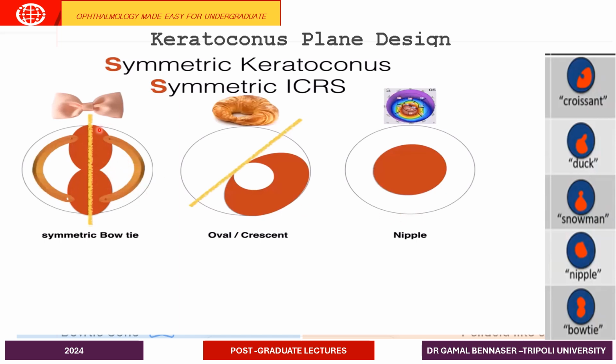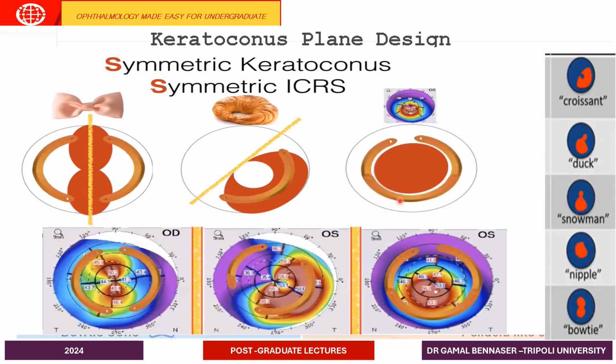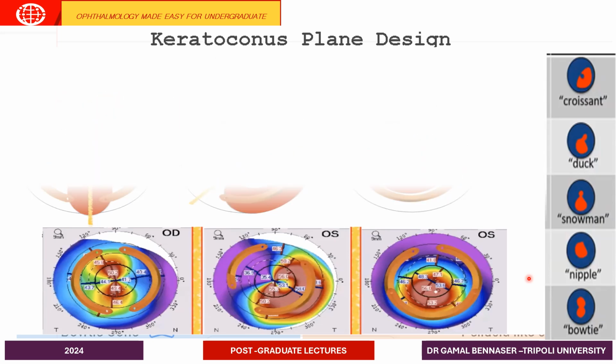For this one, because we are targeting the astigmatism, we use two segments that straddle the steep axis. However, in the crescent shape or the croissant, we use one large segment on one side, or sometimes two segments, to handle astigmatism as well. And for nipple cone, it is better to use a single ring with large arc length, so that we will overcome the spherical aberrations as well as the astigmatism. So this is the topography appearance, how we are targeting the topographic axis for these cases.